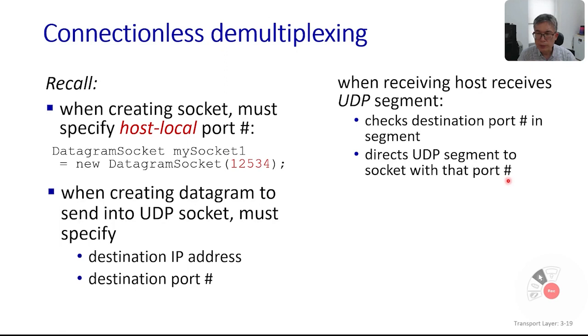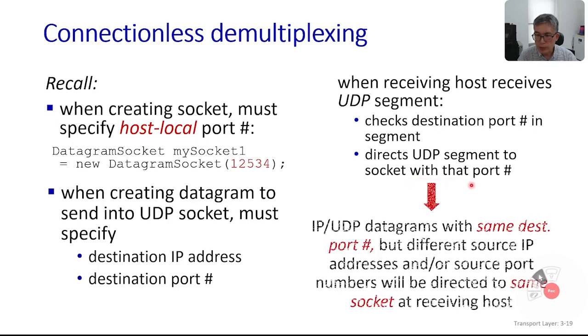In the datagram case, when the receiving host receives a UDP datagram, it checks the destination port number and directs the UDP segment to the appropriate socket associated with that port number. IP UDP datagrams with the same destination port number but different source IP addresses and source port numbers are directed to the same socket, and the source is used to specify the sender.